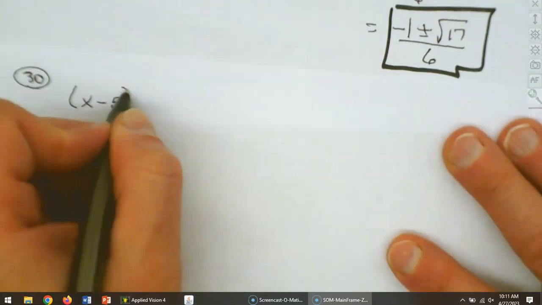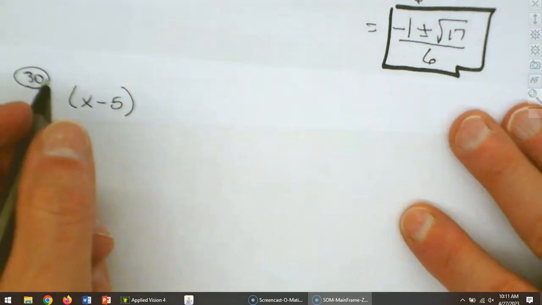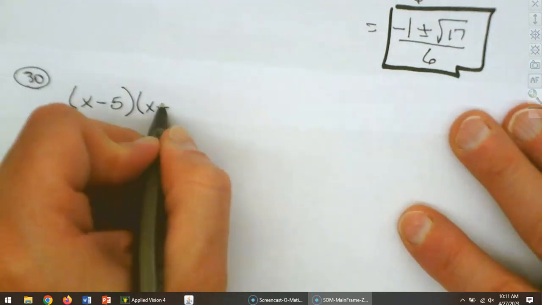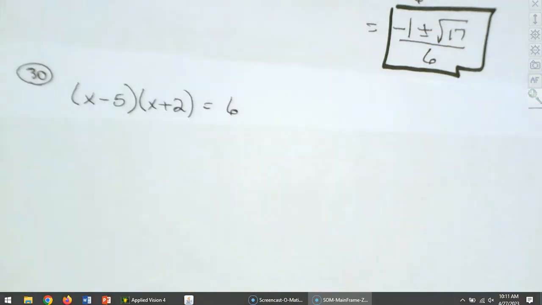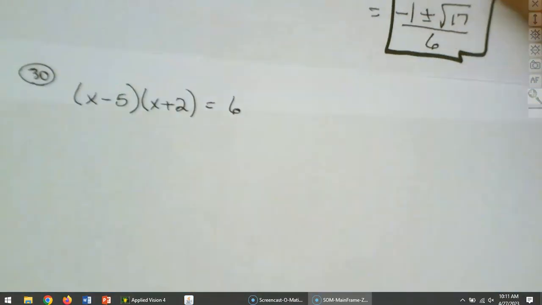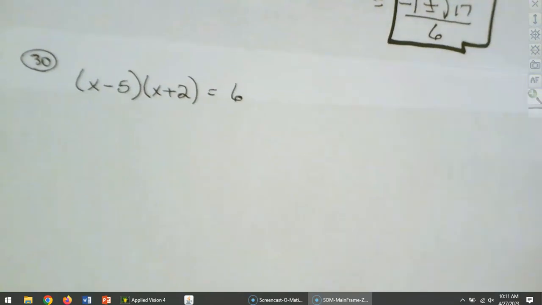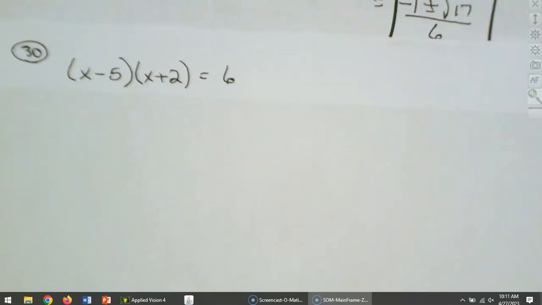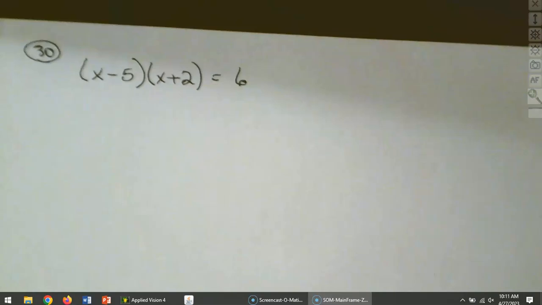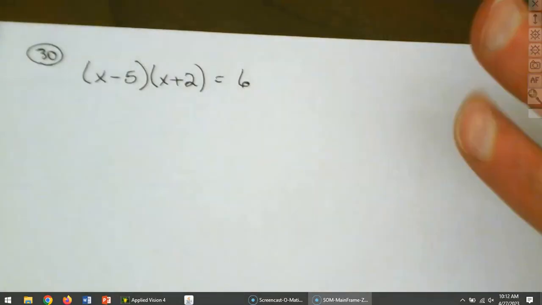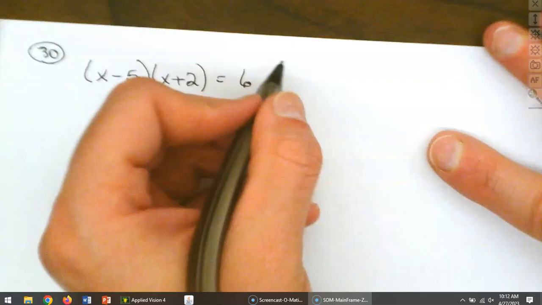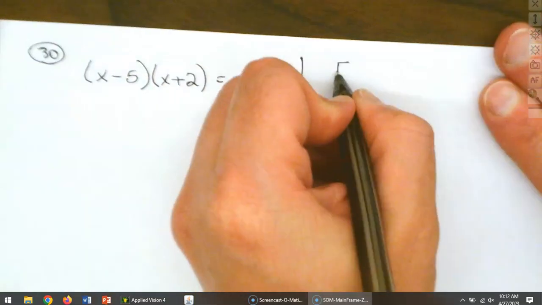And that's x minus 5, x plus 2 equals 6. Now, for that quadratic formula, we're using the quadratic formula. That's all we're doing. So, for the quadratic formula, we cannot have these parentheses. So, how do we handle those? Well, we are going to have to FOIL. So, this has to be broken down.